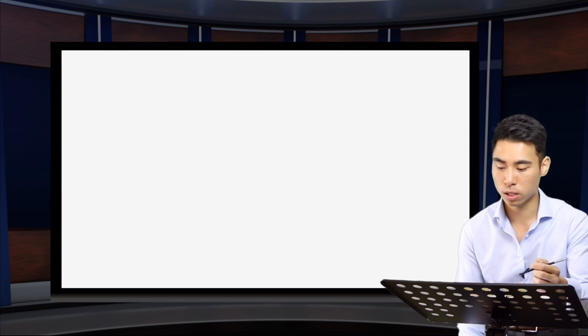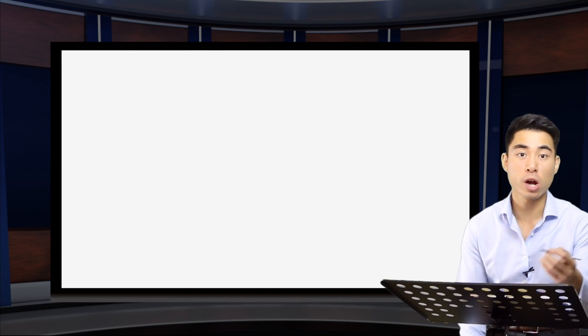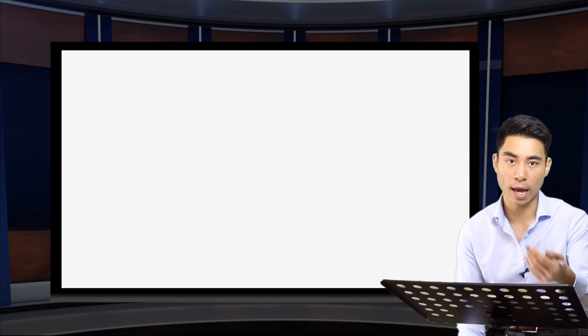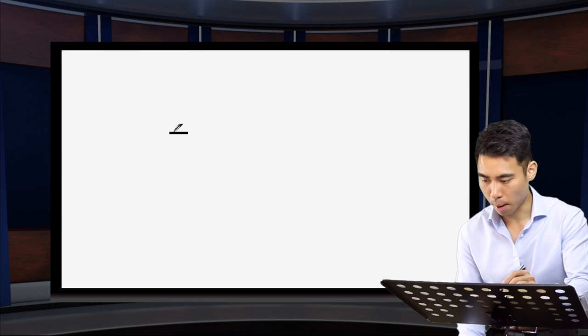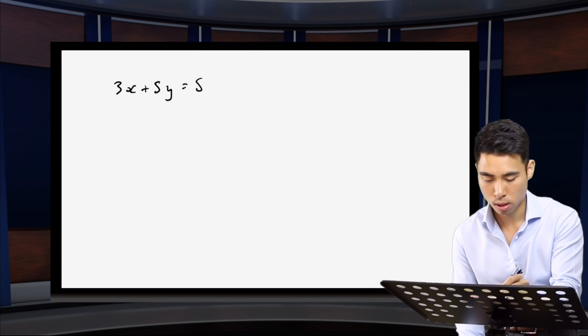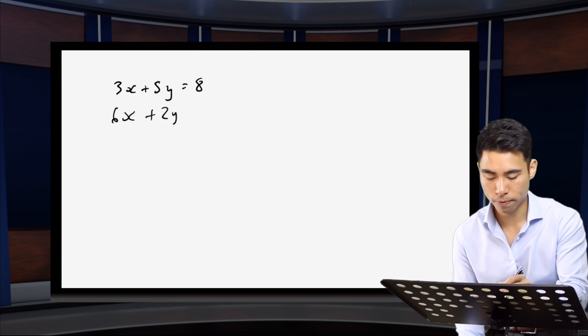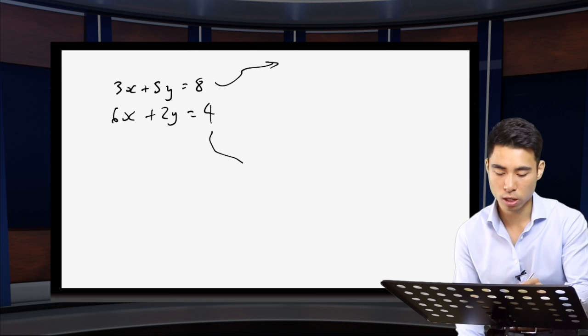The second point I wanted to make is regarding what we're actually doing here intuitively and graphically. So we had 3x plus 5y equal to 8 and 6x plus 2y equal to 4. And some of you would be able to recognise that these are actually the equations of a straight line.